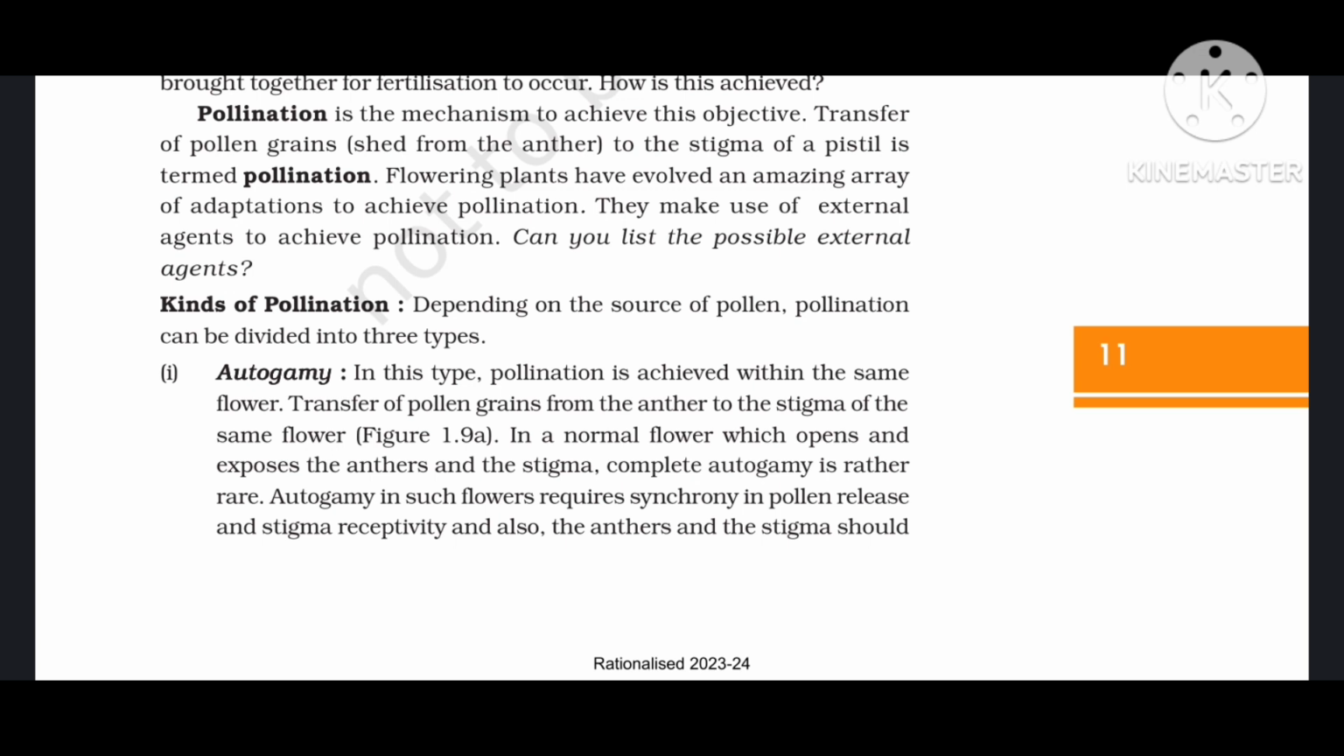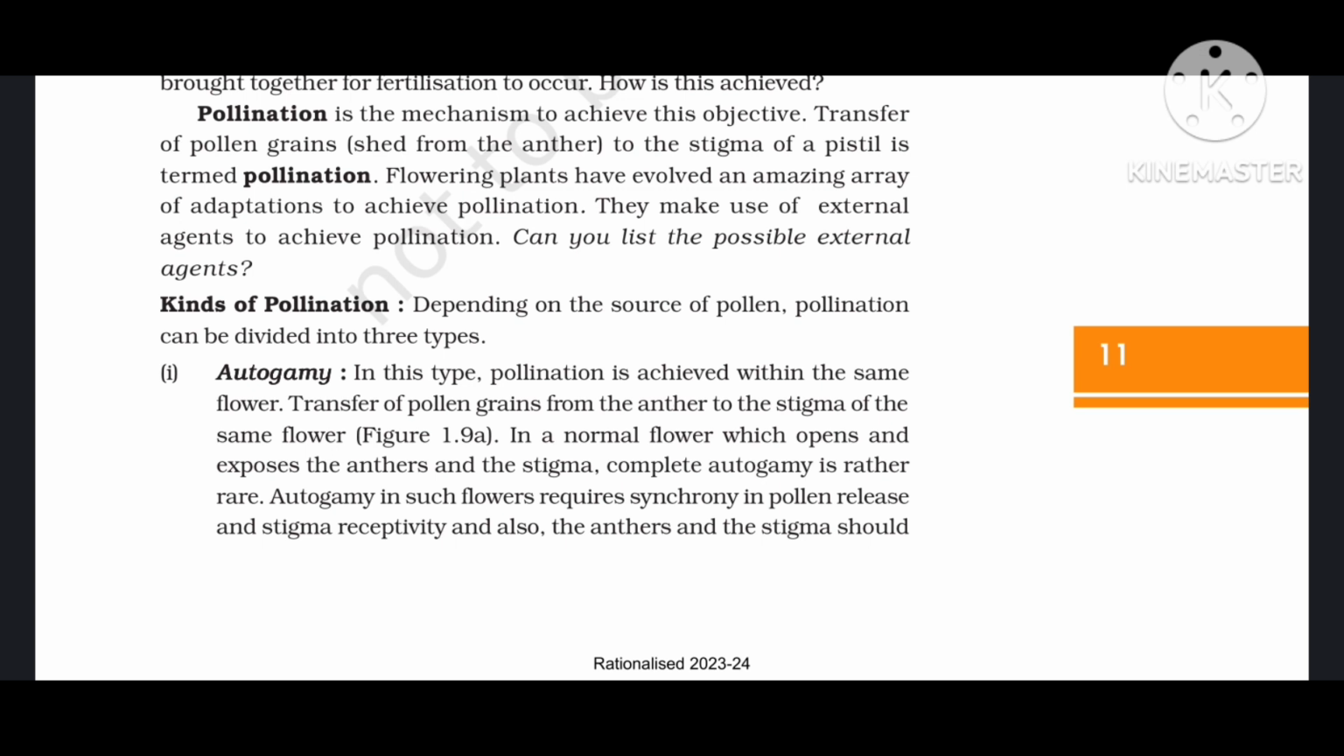Figure 2.9b. This is the only type of pollination which during pollination brings genetically different types of pollen grains to the stigma. Agents of pollination. Plants use two abiotic agents, wind and water, and one biotic agent, animals, to achieve pollination. Majority of plants use biotic agents for pollination. Only a small proportion of plants use abiotic agents.